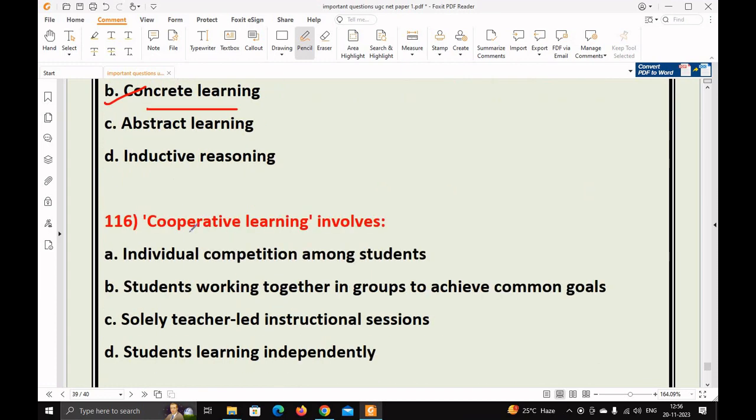Next question. Cooperative learning involves. Options are individual competition among students, students working together in groups to achieve common goals, solely teacher-led instructional session, students learning independently. The right answer of this question is students working together in groups to achieve common goals.